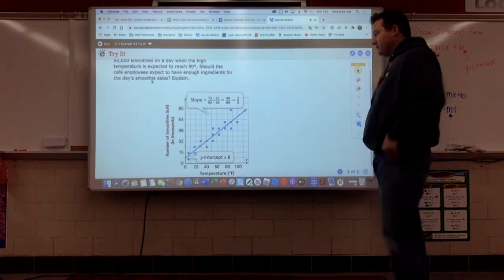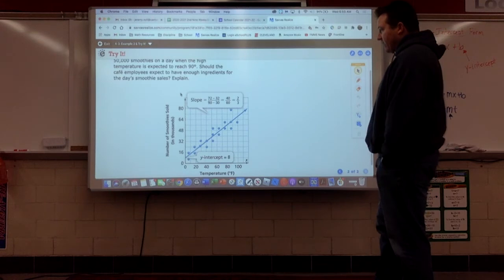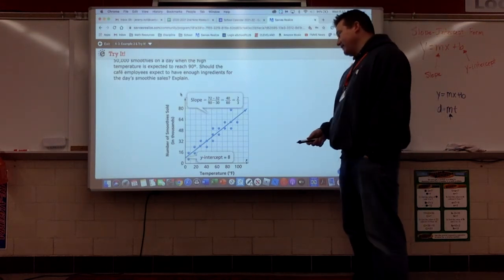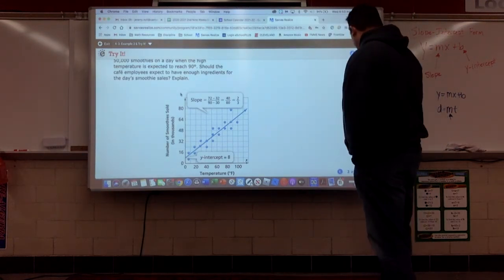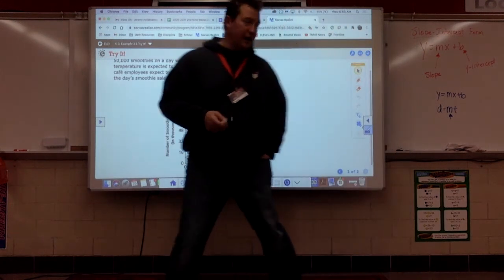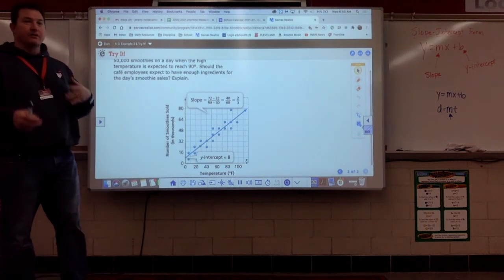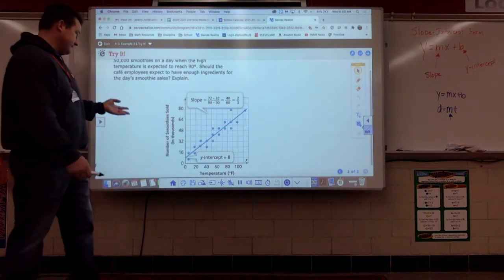Well, I think that should be something we want to use our trend line for. Or our equation. I mean, you can do a lot of stuff here. We can try to use our trend line, right, guys? So we know we have enough stuff for 50,000 smoothies. So we need to locate 50.